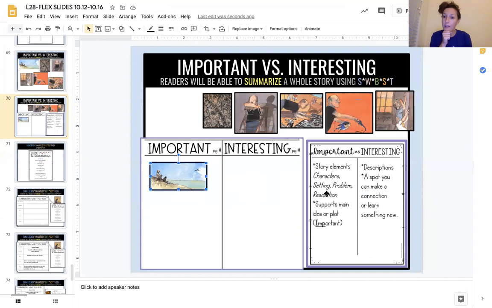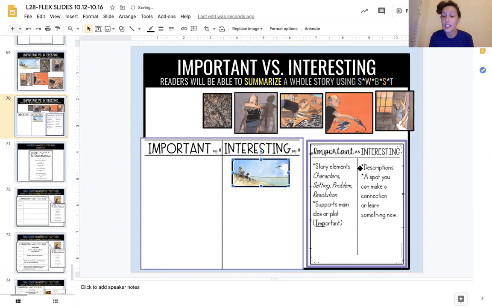Maybe a little bit. It tells me about Jackson Pollock, but is it the most important thing that he does? Is this a story about how he sits on the beach? No. So we're going to move it to something interesting. This tells us how he gets his ideas, because this is when he was watching the gulls and he was thinking about the movement.